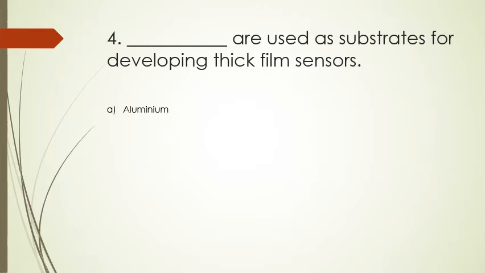Then, dash are used as substrates for developing thick film sensors. Here aluminium as well as beryllium are used as substrates for developing the thick film sensors. So option C is the correct option here.